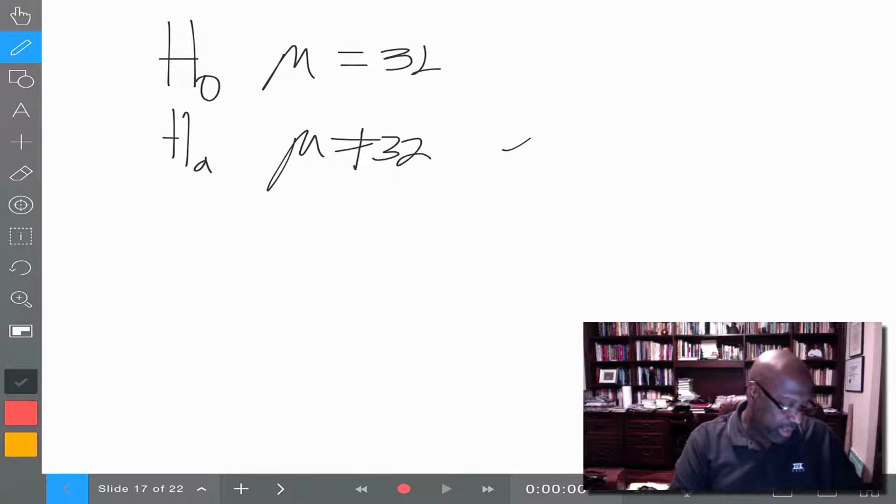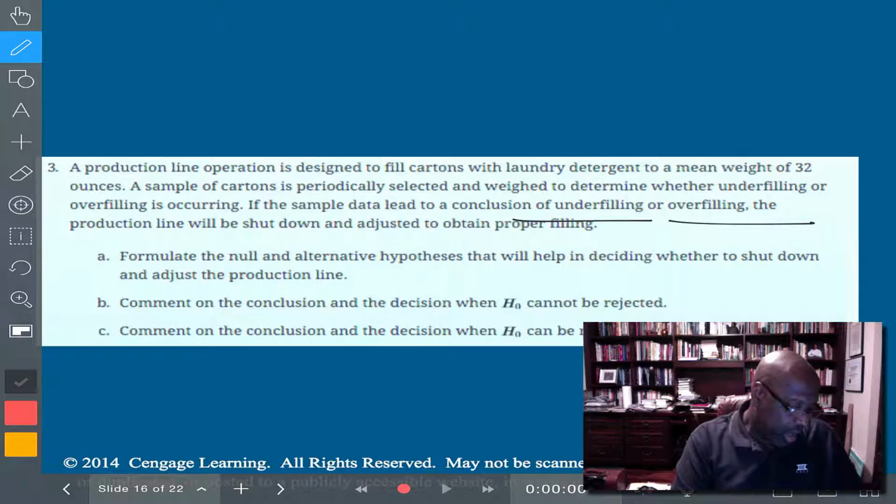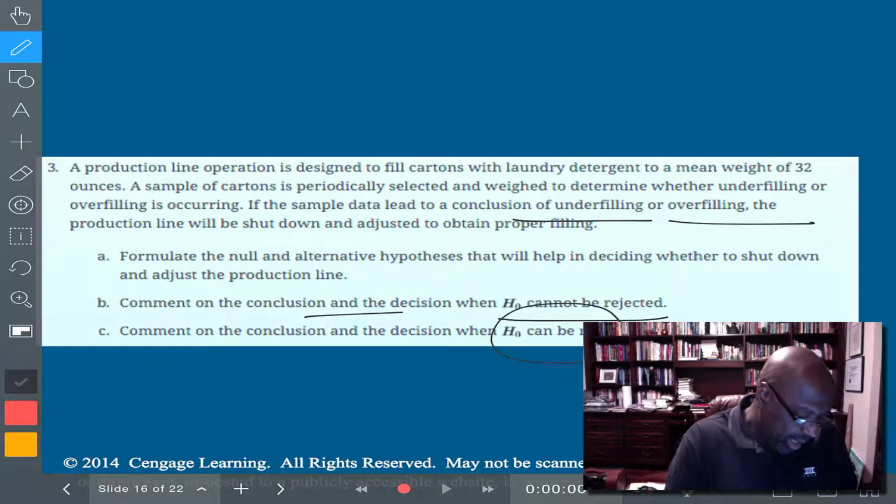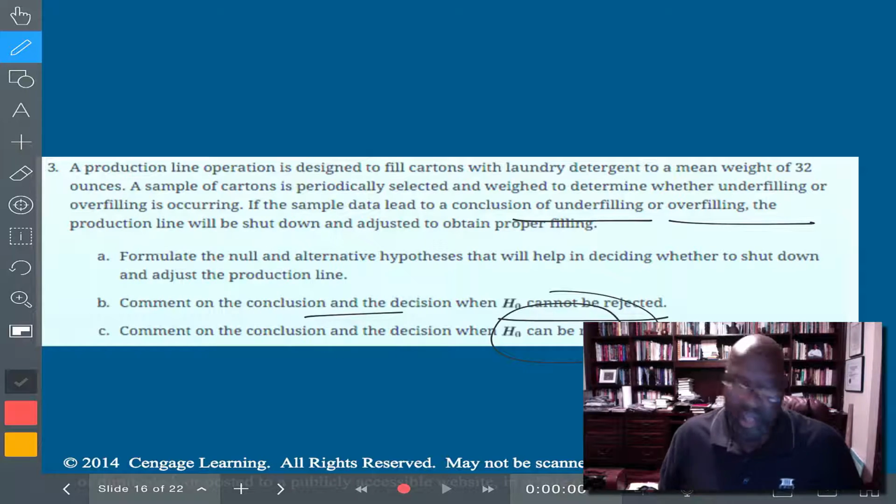So that's as simple as it is. If I go back to the question, I said, comment on the conclusion and the decision when H0 cannot be rejected. So we have a conclusion and a decision. The conclusion: if we cannot reject H0, that means we cannot reject the company's claim, then we will not shut down. We will assume that everything is working fine. We cannot shut down the production system. However, if we reject the null hypothesis, it gives us a reason to shut things down. All right?